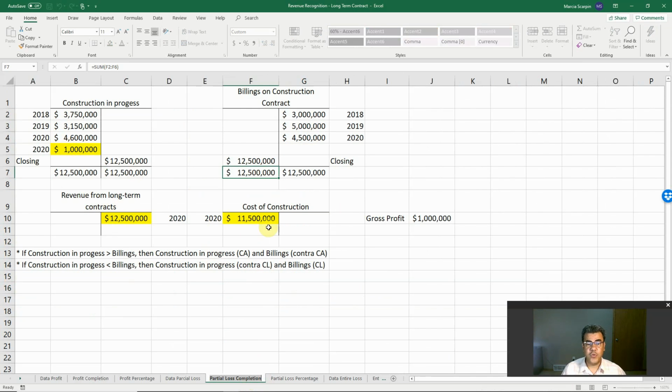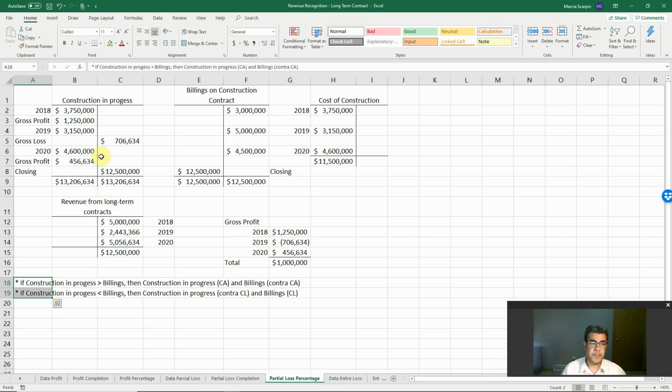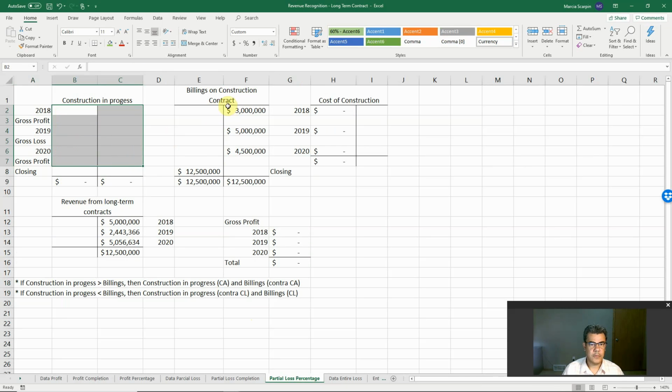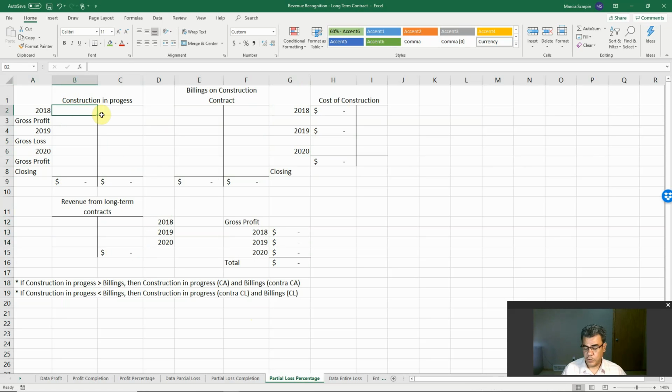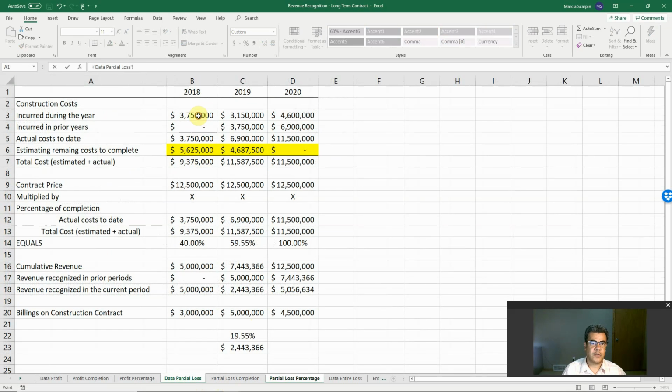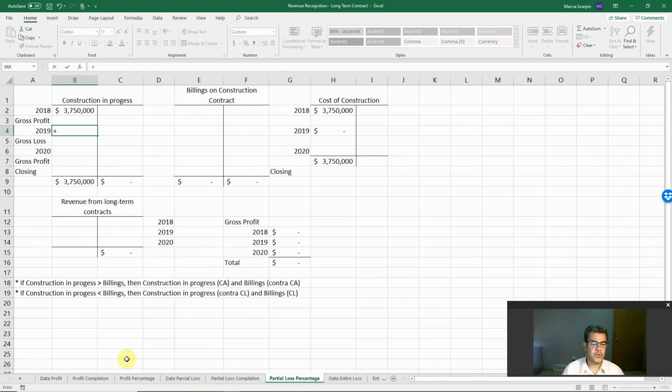However, we will be doing this journal entry here at the end of each year. So the partial loss percentage, let's delete it here, we don't need it. Okay. Construction in progress, the same journal entry as the completion, is our actual cost. So 2018, 2019, 2020.